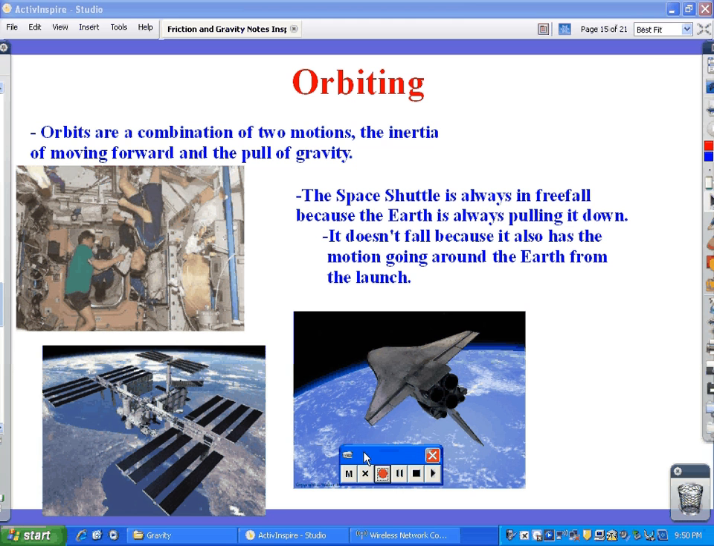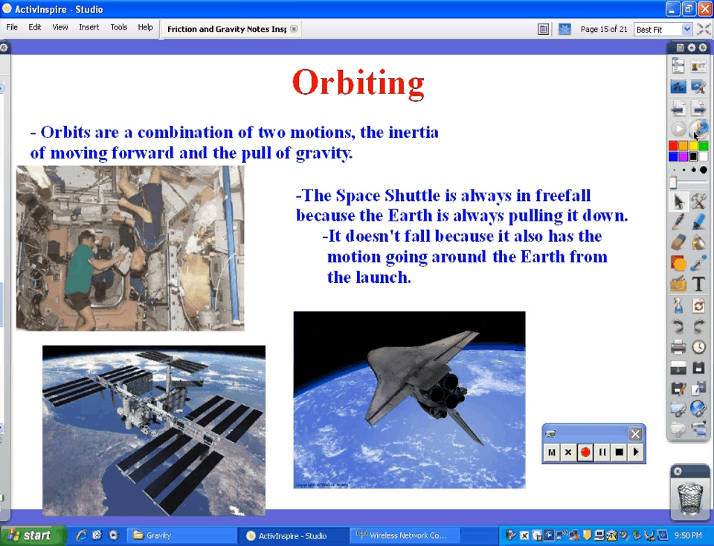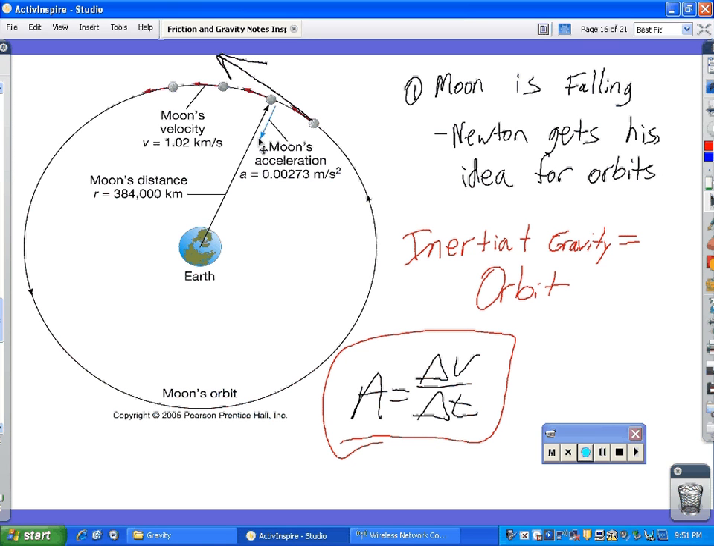Orbits are a combination of two motions, forward motion and a pull of gravity. I think this is best demonstrated with a diagram here. Newton gets the idea about gravity because the moon, he says the moon is falling. He said the moon should be shooting off in this direction here, but it doesn't for some reason. Why? Because it's being pulled by the force of gravity to Earth. But alternatively, it already has this inertia, or this force that wants to make it go this way. When it wants to go this way and gravity pulls it this way, the result is a circle.